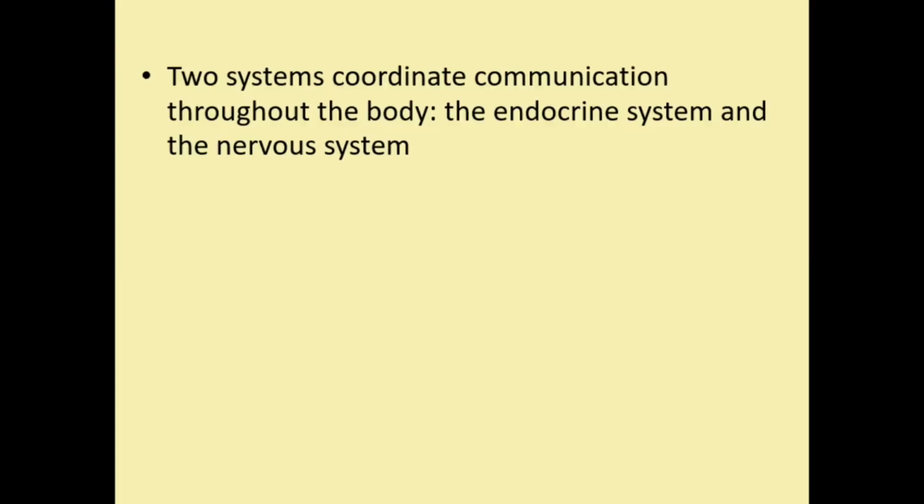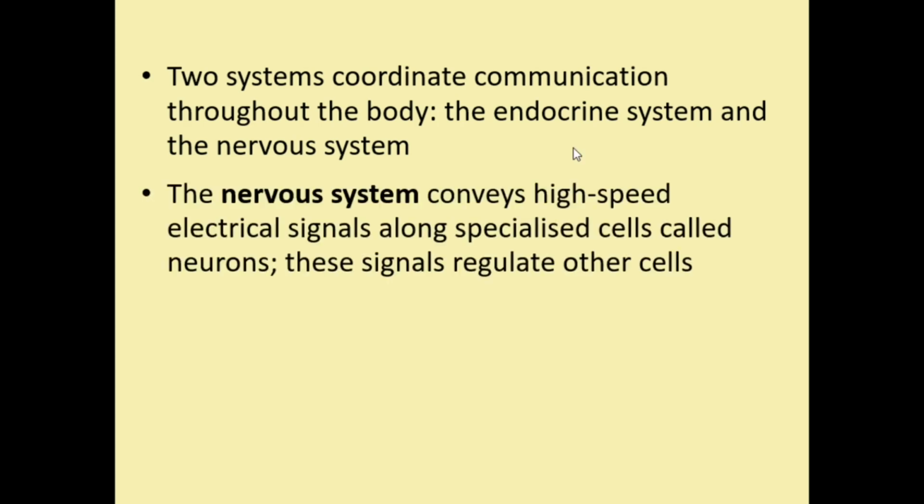When it comes to coordination and communication throughout an animal's body, there are two systems involved. They are the endocrine system and the nervous system. Now, we covered the nervous system in the previous session, so if you haven't seen that one, then I would recommend going back and having a look at that as well. But the nervous system is responsible for conveying high-speed electrical signals. If you remember, those are what we refer to as action potentials, and they are sent along specialized cells called neurons. And those neurons will send signals that regulate other cells.